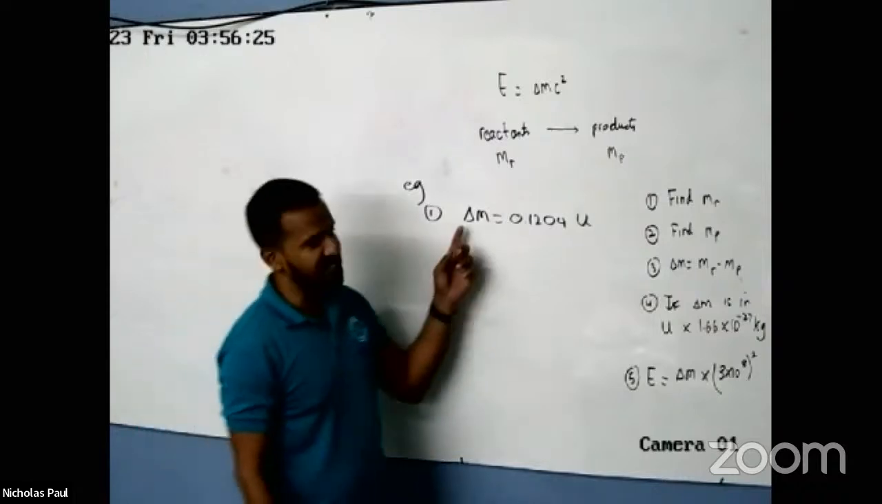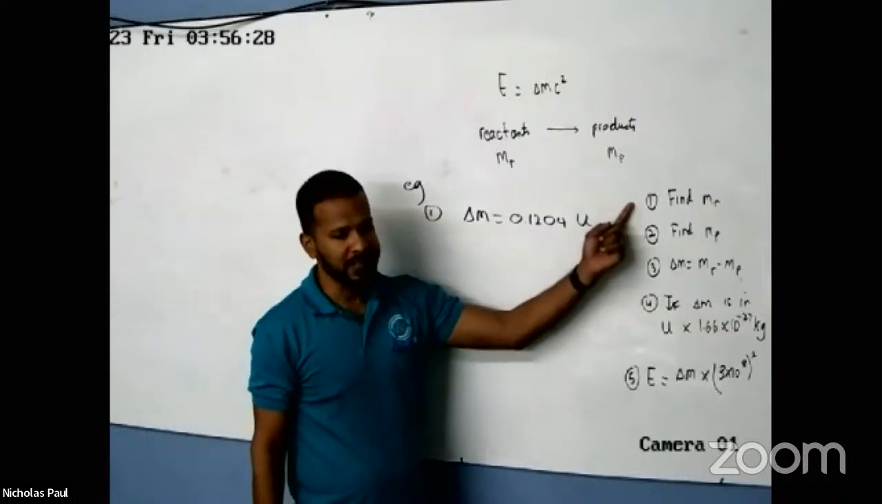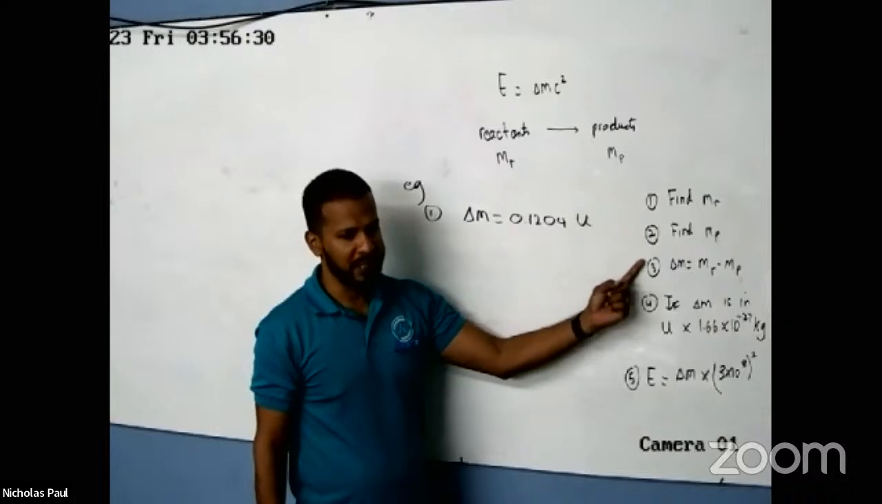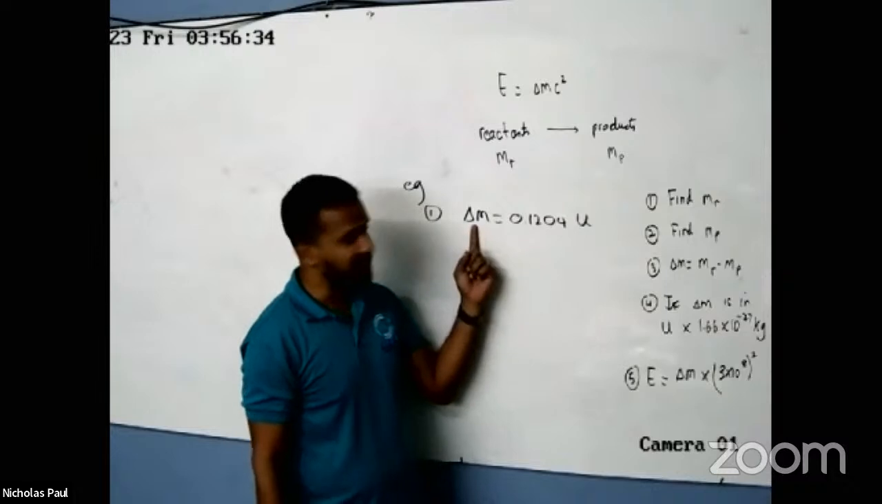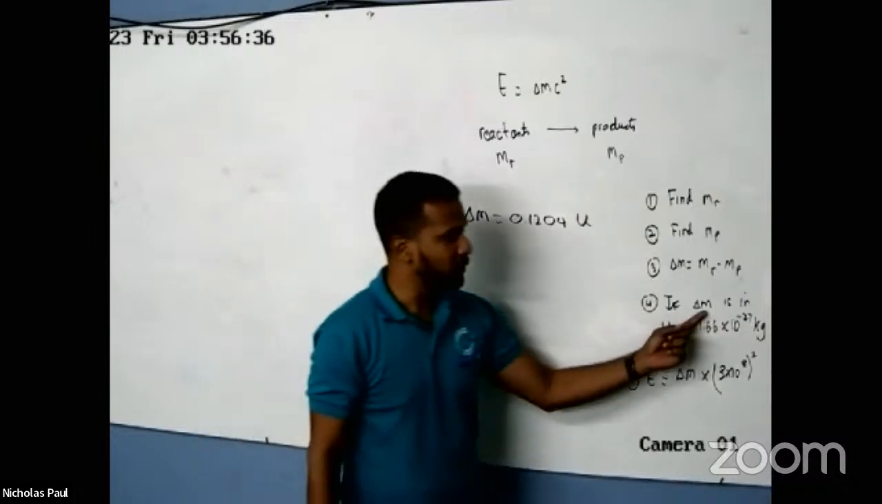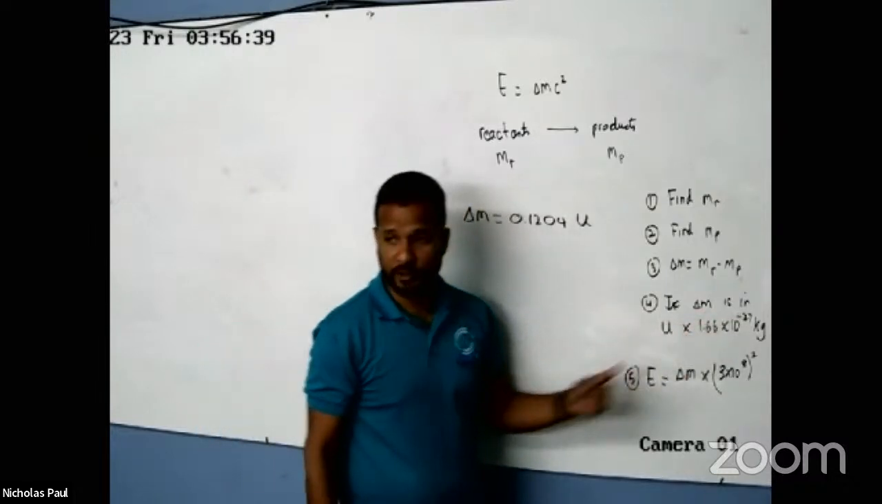So I am giving it a change in mass. So ignore step 1, step 2, step 3. Starting from step 4, okay? I already give it a change in mass. So change in mass is in U. So what do we do?